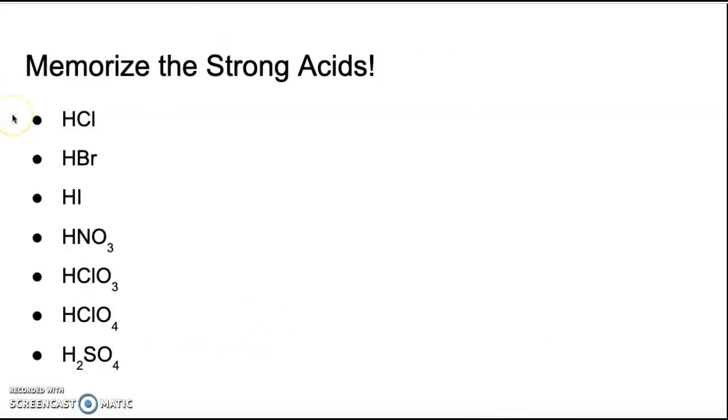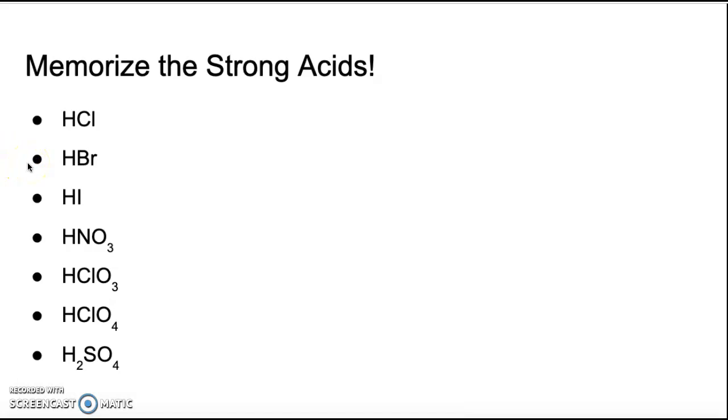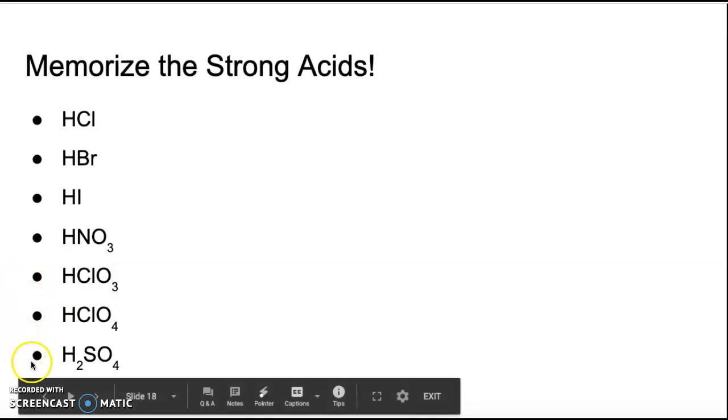In order for this information to be helpful to you, you have to remember the strong acids. We talked about this earlier in the year, but the 7 strong acids are hydrochloric acid, hydrobromic acid, hydroiodic acid, nitric acid, chloric acid, perchloric acid, and sulfuric acid.